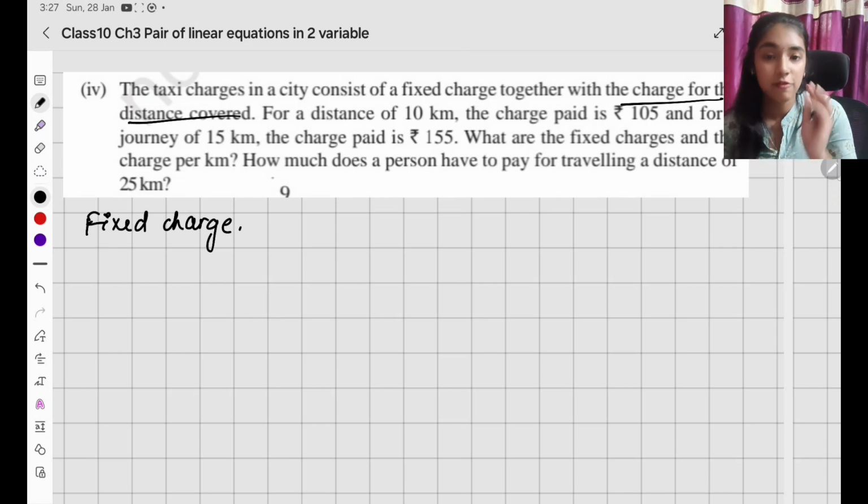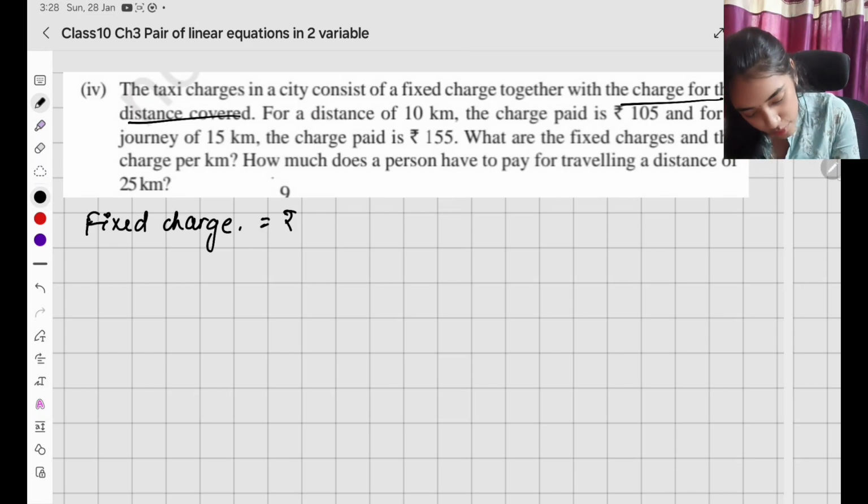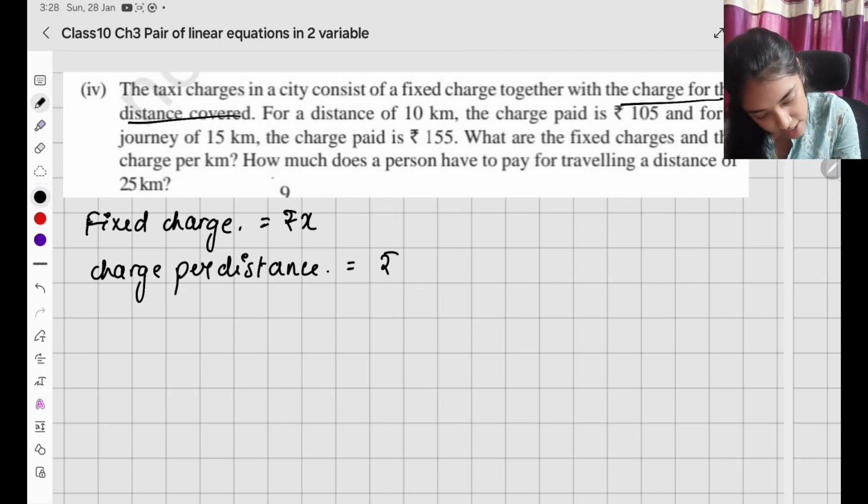Before that, there is a fixed charge. So every auto guy has a fixed charge. So first you have to give 20 rupees. After giving 20 rupees, then for 5 kilometers, if 1 kilometer is 10 rupees, you have to pay 50 rupees. So 50 plus 20 is 70. So you have a fixed charge and a charge for distance covered. So the fixed charge is going to be rupees x and the charge per kilometer is going to be rupees y.